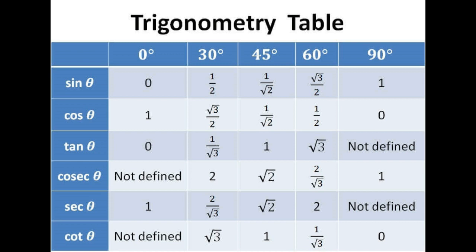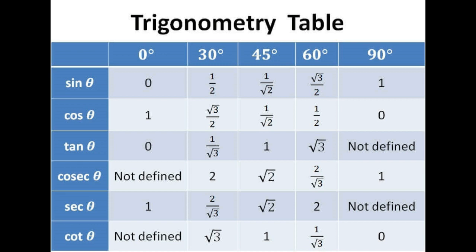Now remember sine and cos values. Just revise this again. Sine: 0, 1 upon 2, 1 upon root 2, root 3 upon 2, 1. Now in cos, we had 1, root 3 upon 2, 1 upon root 2, 1 upon 2, 0. Now in tan, we just need to learn 0, 1 upon root 3, 1, root 3, not defined.